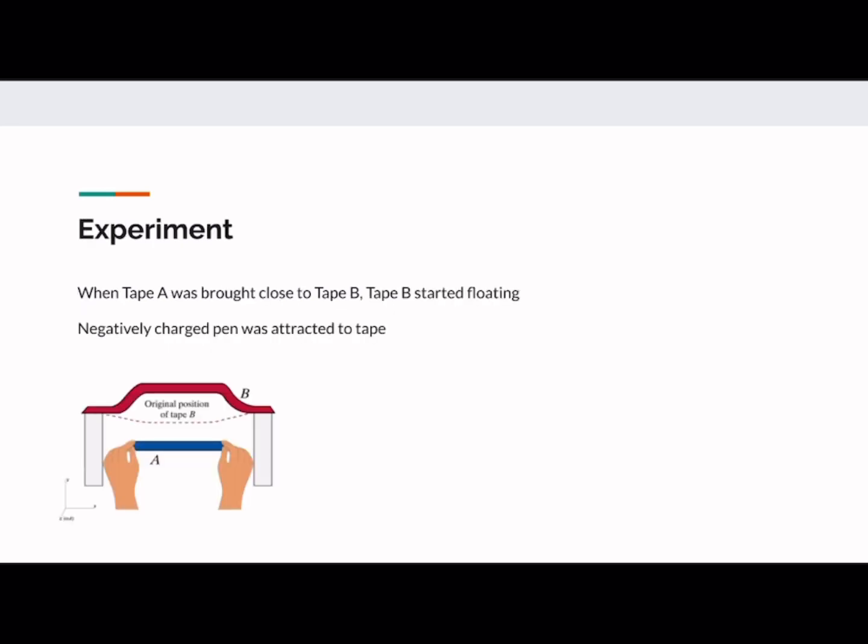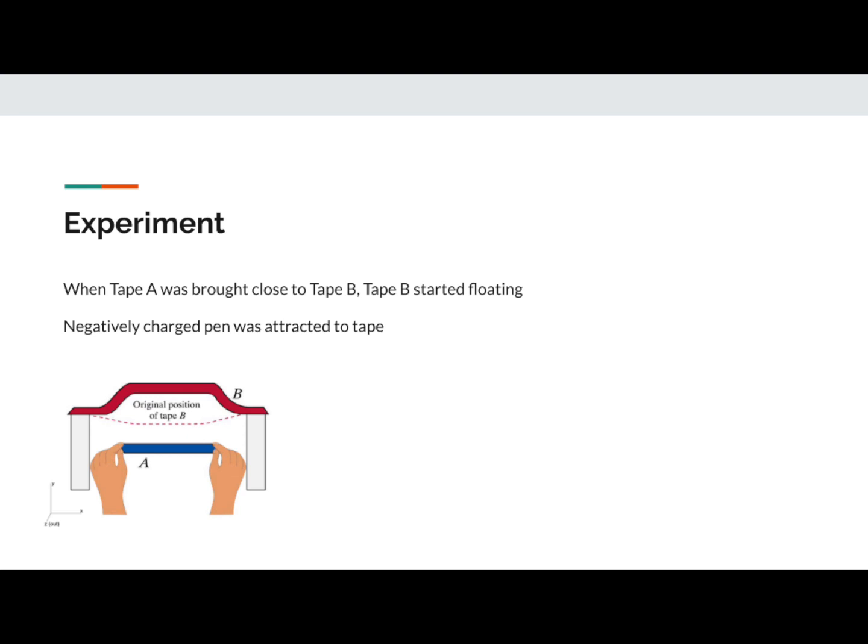So for the experiment, when tape A was brought close, tape B started floating, which shows us that both tapes repel each other. And since the negatively charged pen that I obtained by rubbing it into my hair was attracted to the tape, we know that the tape is positive because opposites attract.